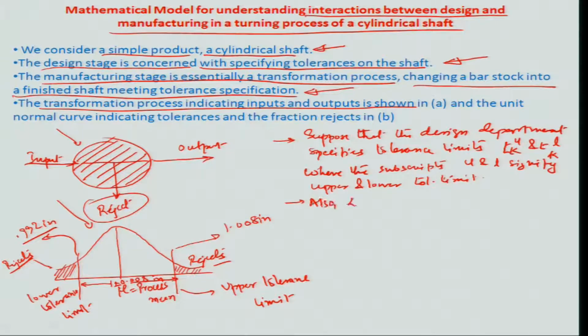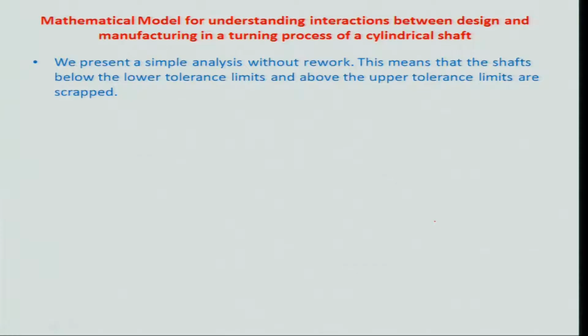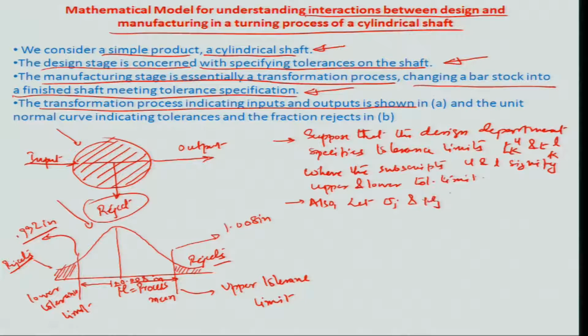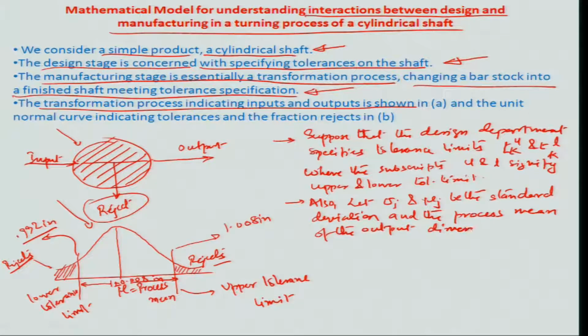Also, let sigma j and mu j be the standard deviation and the process mean of the output dimension of the shaft, and that is for the jth manufacturing operation or option.